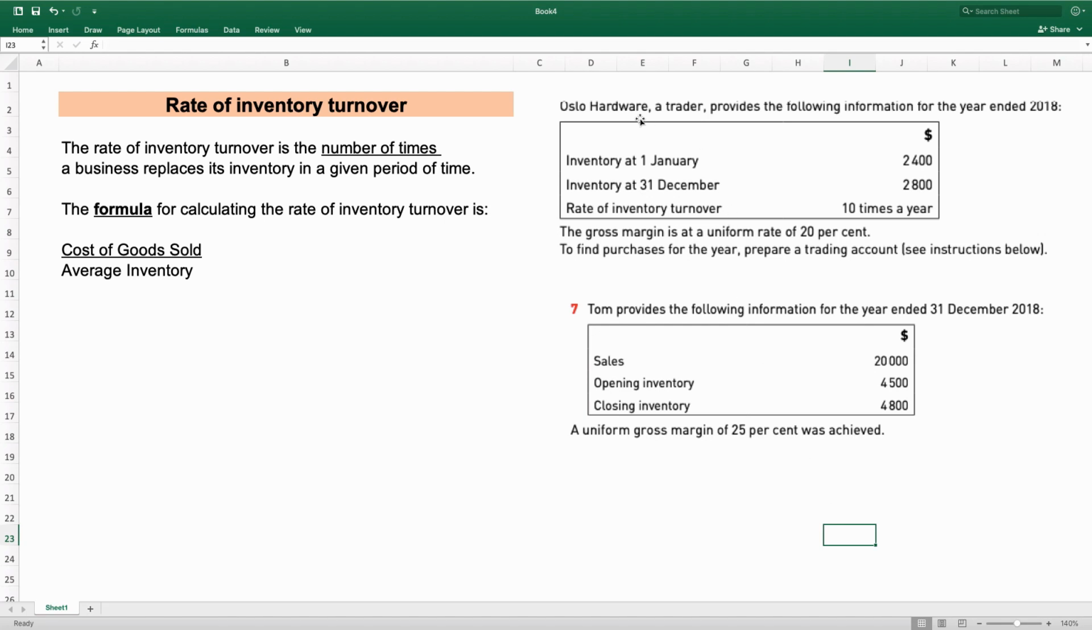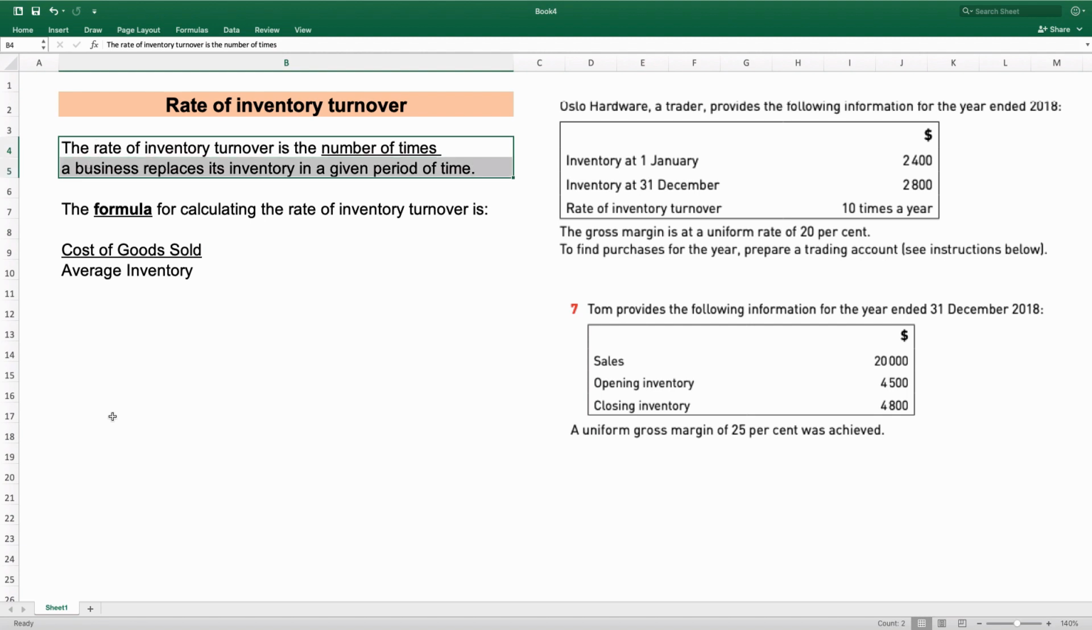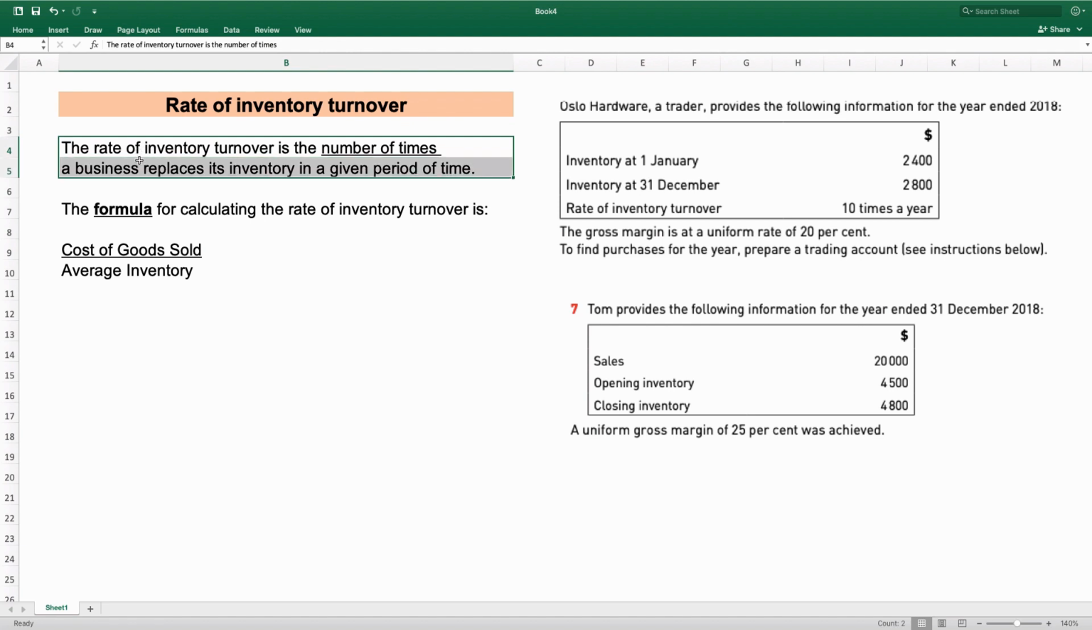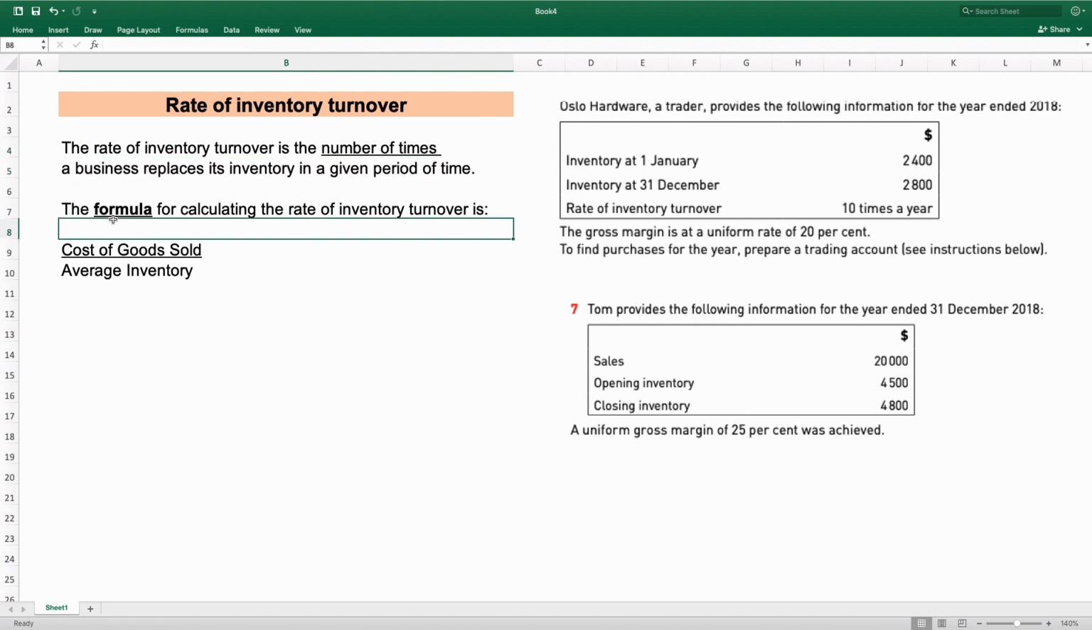Okay, today's topic is what? Rate of inventory turnover. This is the last topic in this chapter, right? So first we will understand the meaning of rate of inventory turnover, and then we will see the formula to calculate it, and for what purpose we use this rate of inventory turnover, right?